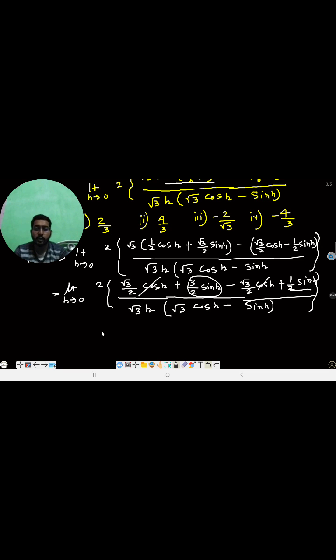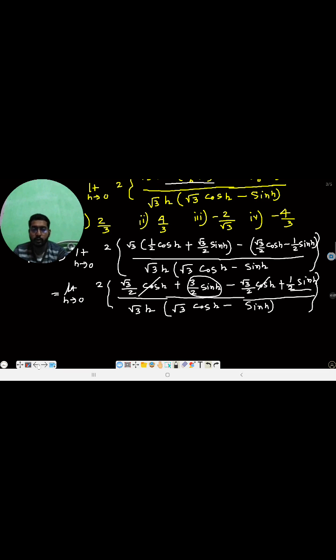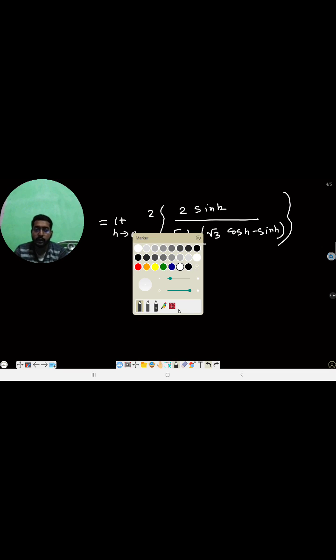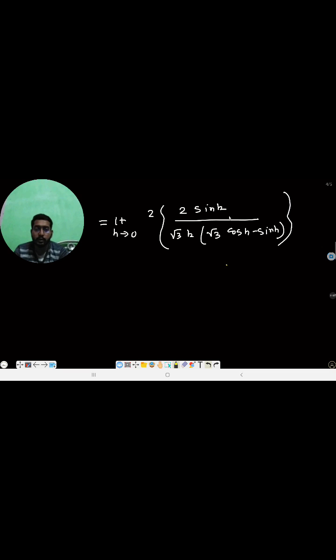So that will become like this: limit h tends to 0, 2 into 2 sin h, and the denominator, what was the denominator? Root 3h. The denominator was root 3h, root 3 cos h minus sin h. So that will be root 3h, and it is root 3 cos h minus sin h. Now we can see here there is a sin h by h.